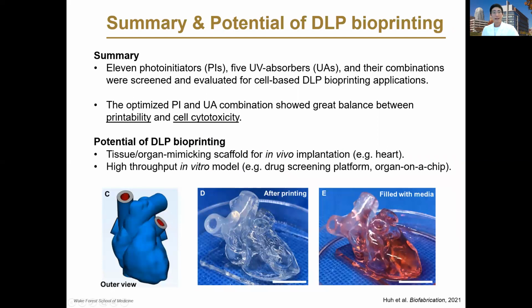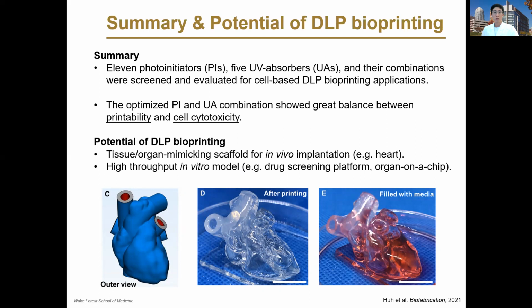In summary, 11 photoinitiators, 5 UV absorbers, and their combinations were systematically screened and evaluated for cell-based DLP bioprinting applications. The optimized combination of photoinitiator and UV absorber showed a great balance between the printability and cell cytotoxicity. This combination may need to be modified depending on the BioInk formulation or DLP printer settings, but it can provide a potential starting condition when developing a novel DLP BioInk.